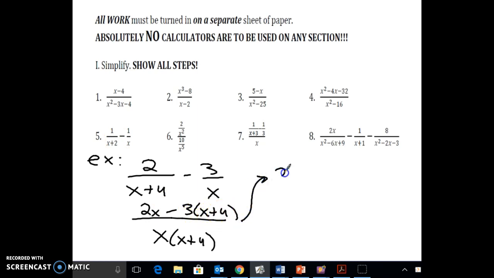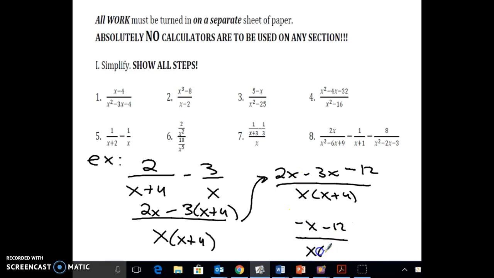Once you distribute the negative, you'll be combining like terms. You don't need to worry about distributing on the bottom, just leave it the way it is. And so your final answer of this will be negative x minus 12 over that. If you're going to cancel, it has to be when it's all multiplication. So you can't just cancel out these x's. You have to leave it like this.